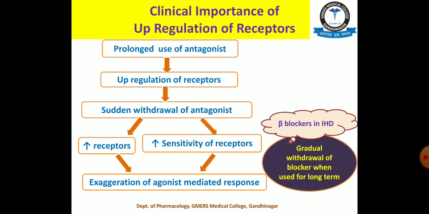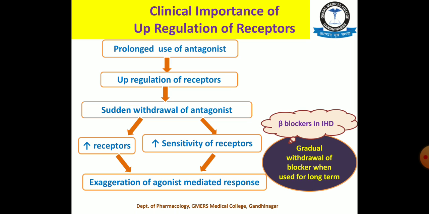Now, if we have used this beta blocker for a prolonged period, and then if we suddenly stop the beta blocker, what will happen? Because of the increased number and increased sensitivity of the beta receptors, there is a tremendous increase in the force of contraction, heart rate, conduction, and overall oxygen consumption of the heart, and there are chances of precipitation of anginal episodes. There are even chances of development of acute myocardial infarction also.